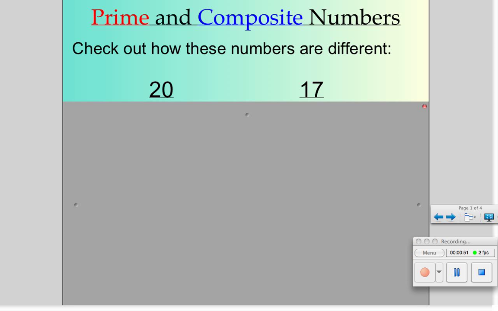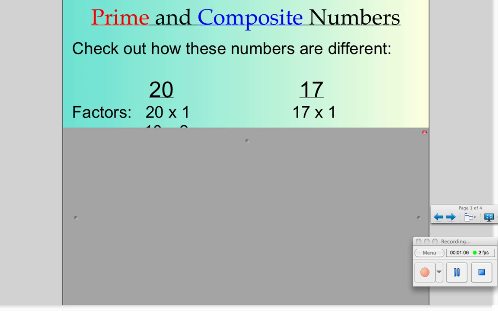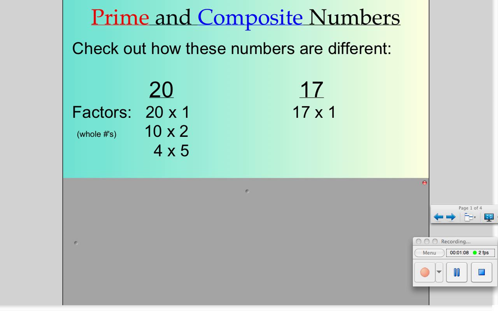So what we're going to do here is look at the numbers 20 and 17 for our first example. And what I want to do is think of ways that I can multiply using just whole numbers to make a 20 and to make a 17. So I've already done this, and I found that to make a 20, I can do 20 times 1, 10 times 2, or 4 times 5. Notice that I'm just using whole numbers there. There's no fractions or decimals. To make a 17, there's only one way to do it using whole numbers.